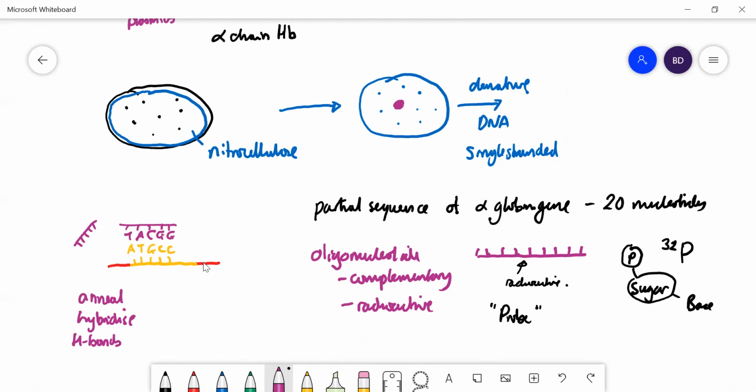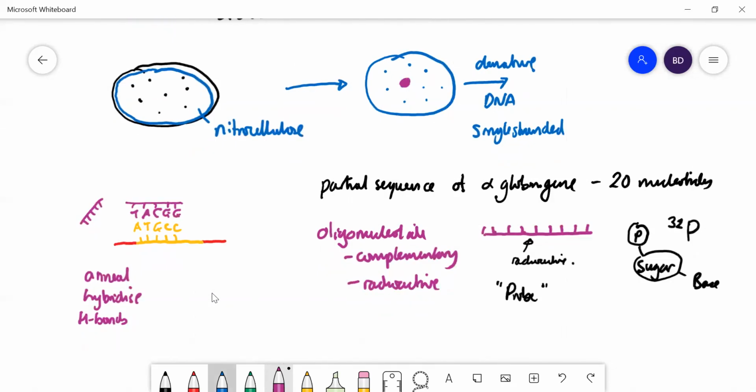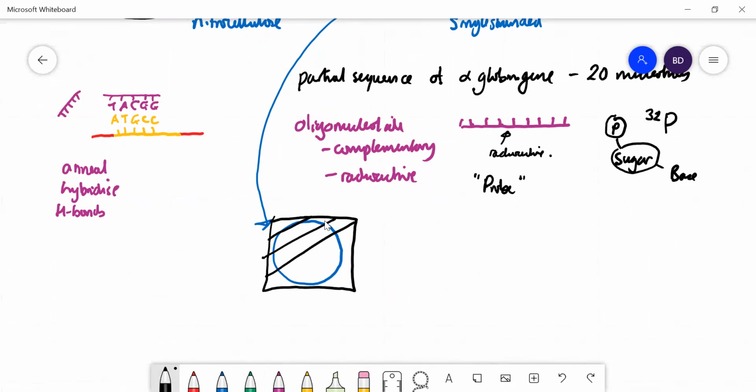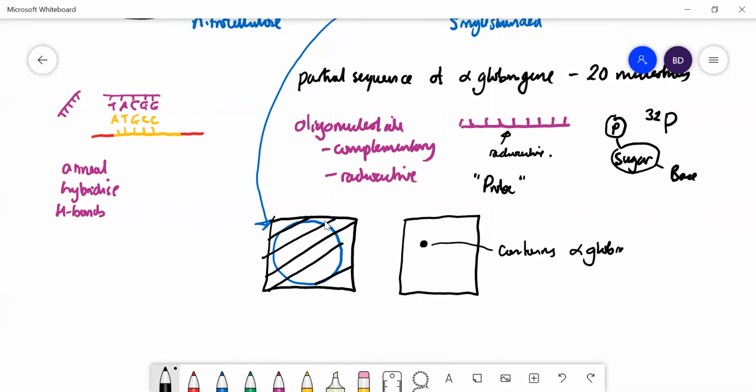You wash it to get rid of all the unbound probe, and then you get your nitrocellulose filter and you place it over, you've got the filter, and on top of that you're going to place a piece of photographic film. And what that will do is, when you develop your photographic film afterwards, you'll get maybe one spot, and that shows you that this spot is the one that contains, in this case, the alpha globin gene. That's what we're looking at.